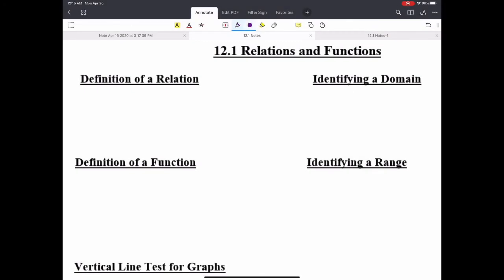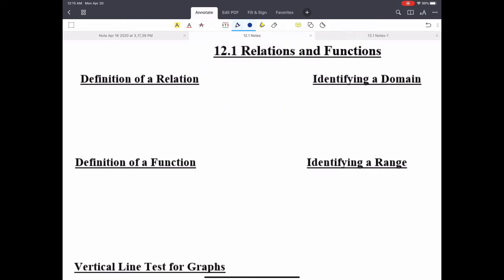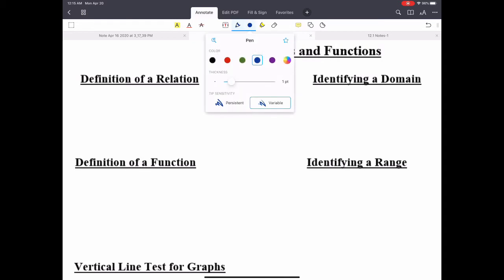Okay, everybody, let's go ahead and get started with section 12.1, which covers relations and functions. Now, this section is pretty close to section 4.6, which we just covered. So a lot of these notes are going to sound a little bit redundant, but we have gone through quite a few of these already.